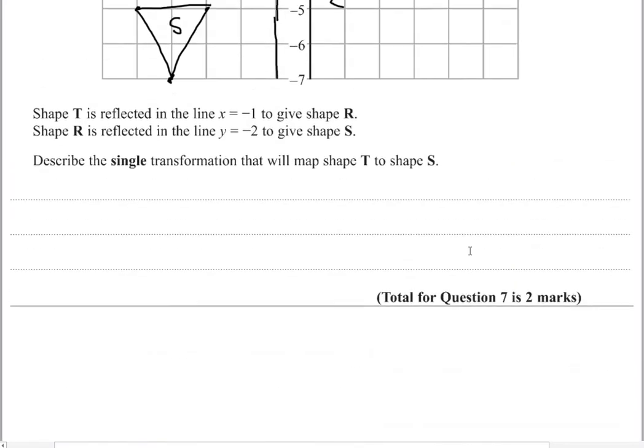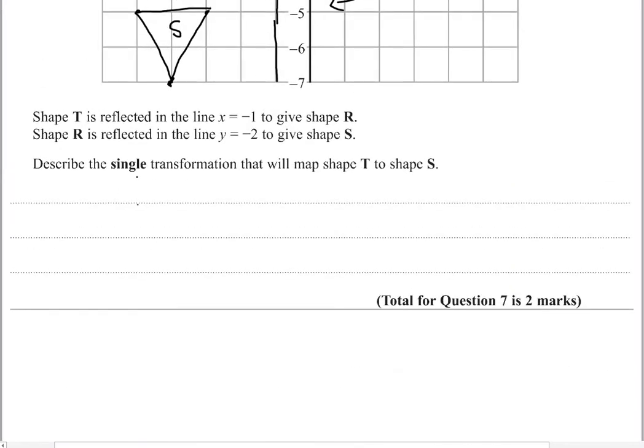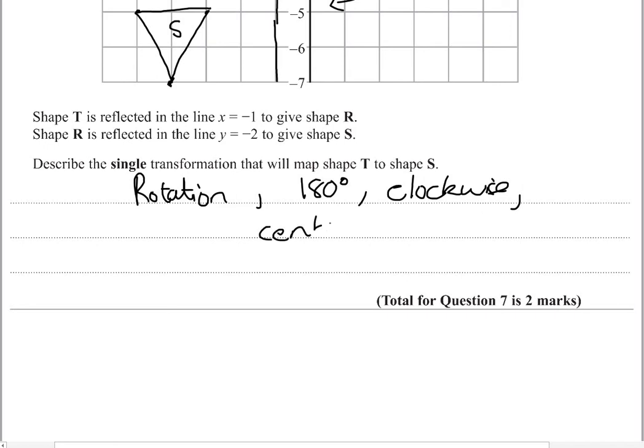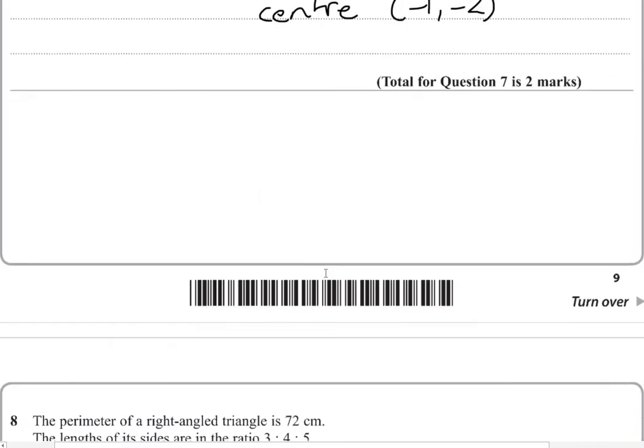So the answer: rotation, 180 degrees, clockwise, and the center is -1, -2. Okay, so the other answer would be an enlargement.